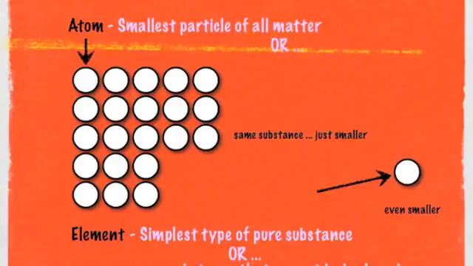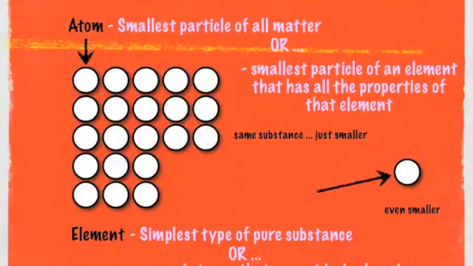Another way you can define an atom is that it is the smallest particle of an element that has all the properties of that element, all the physical and chemical properties. That one small atom on the right has all the same properties as the rest of the element over on the left side of the screen. So an atom is the smallest particle of all matter. It can also be defined as the smallest particle of an element that has all the properties of that element. That phrase, that has all the properties of that element, is a key phrase there.